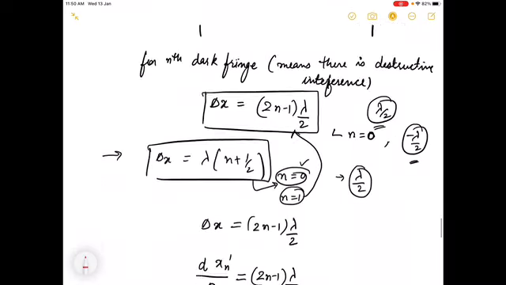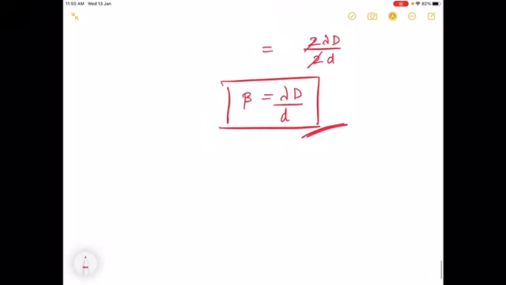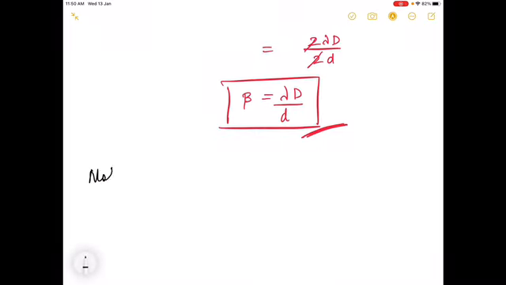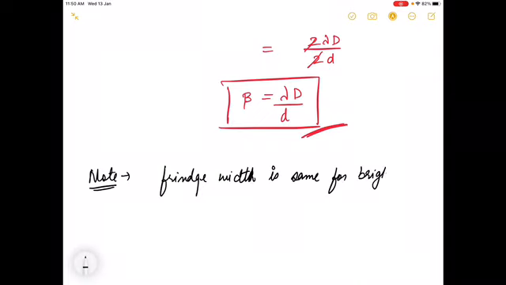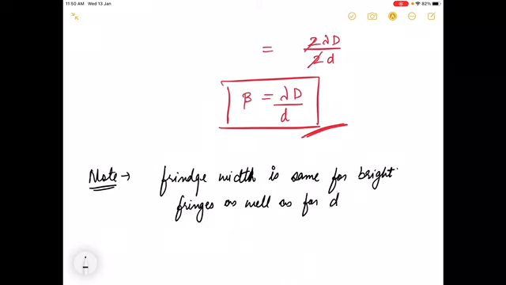So what can we conclude from here? You can write a note here. Note, what is the note? Fringe width is same for bright fringes as well as for dark fringes, right? Take it bright or take it dark, but fringe width is actually the same for both the fringes, right?